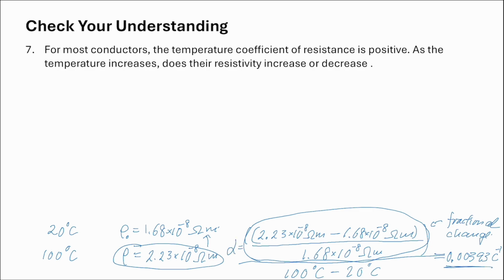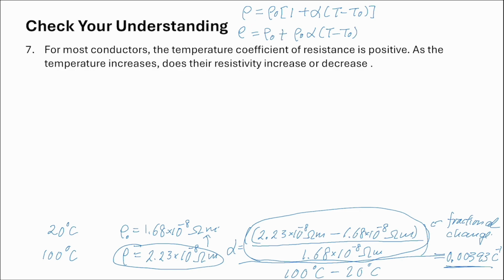This is what we define as alpha. You may remember earlier we found rho equals rho naught times 1 plus alpha, where alpha is our temperature coefficient of resistance, times T minus T naught. So rho minus rho naught, the change, is equal to rho naught alpha times T minus T naught.